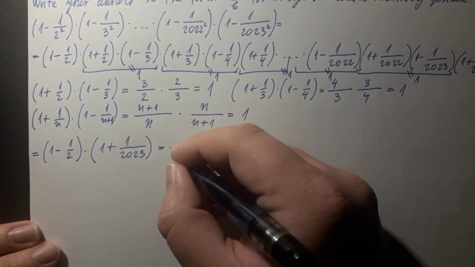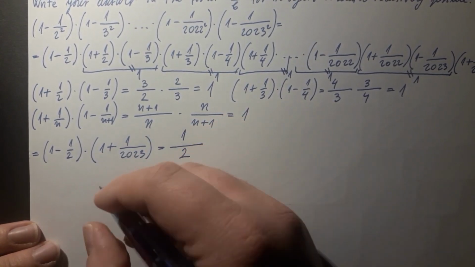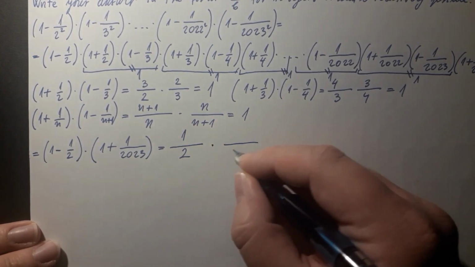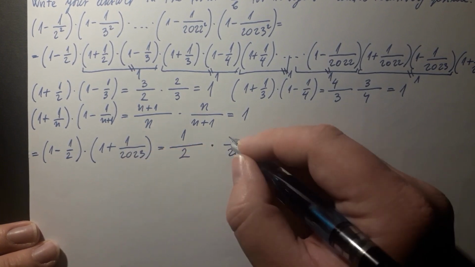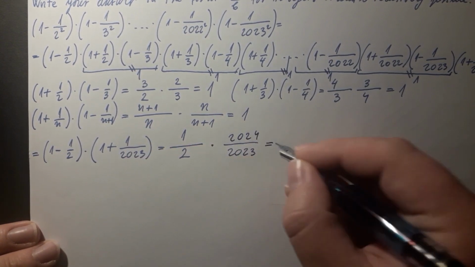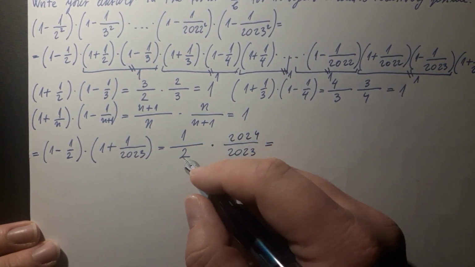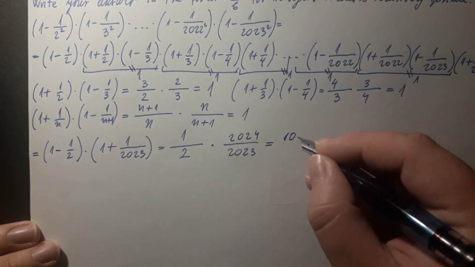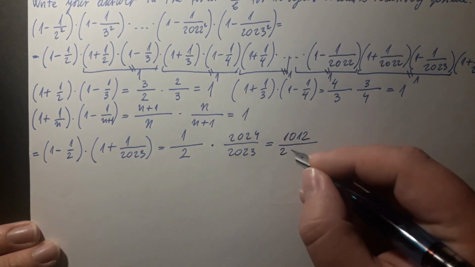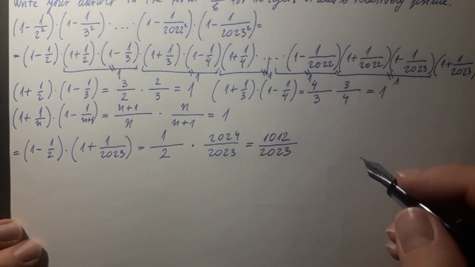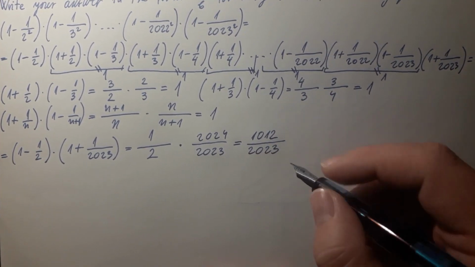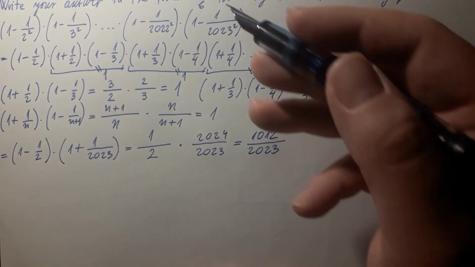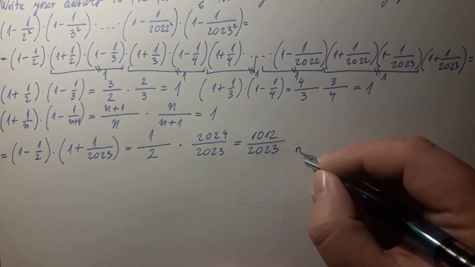Now let's solve this. We are left with 1/2 times 2024 over 2023. 2023 plus 1 is 2024. Half of 2024 is 1012, so we get 1012 over 2023, and this 1012 divided by 2023 is the final solution of our beginning problem.